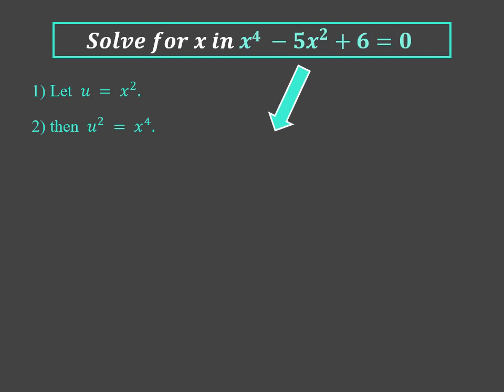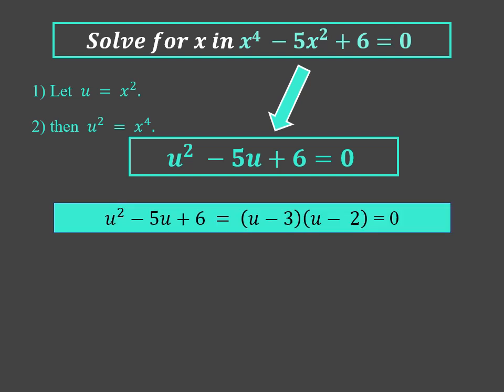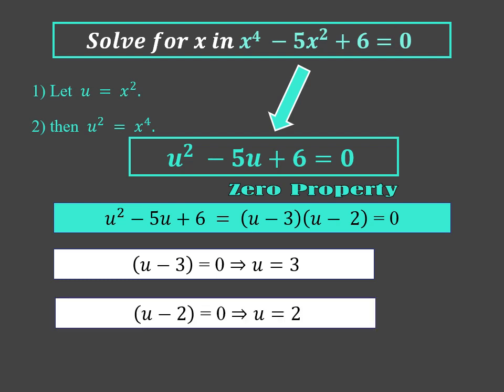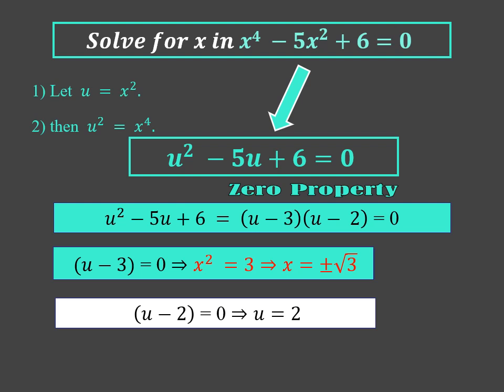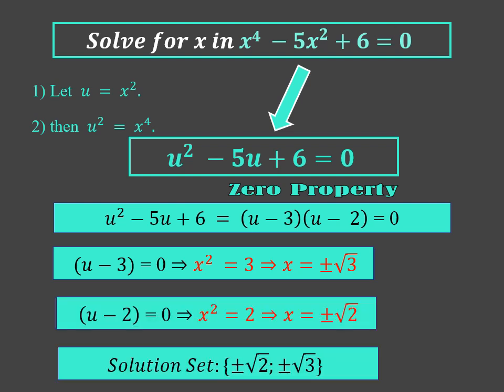Now we're going to change this one in terms of u. Now this one is a quadratic equation that can be factored into u minus 3 times u minus 2 equals 0. We're going to use the zero property to solve it. Therefore we get u equal 3 or u equal 2. But keep in mind we're solving for x. So we're going to take out u and substitute it by x squared. Therefore the solution is as such.